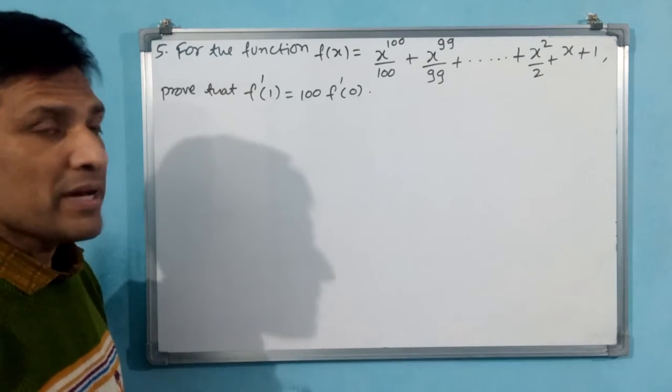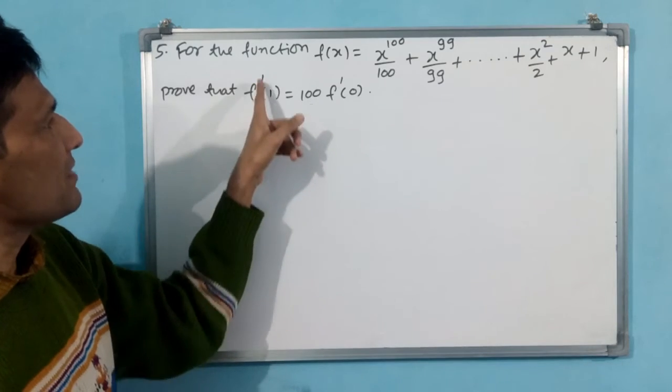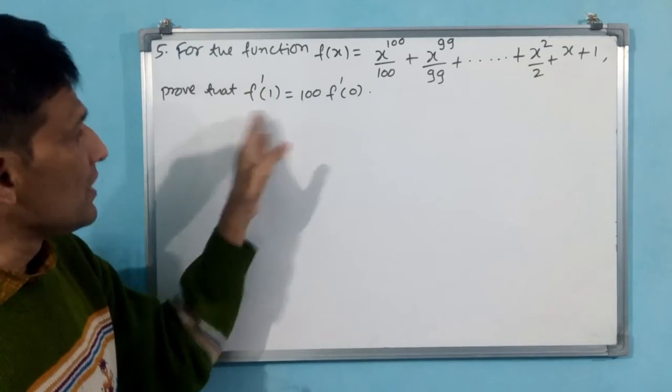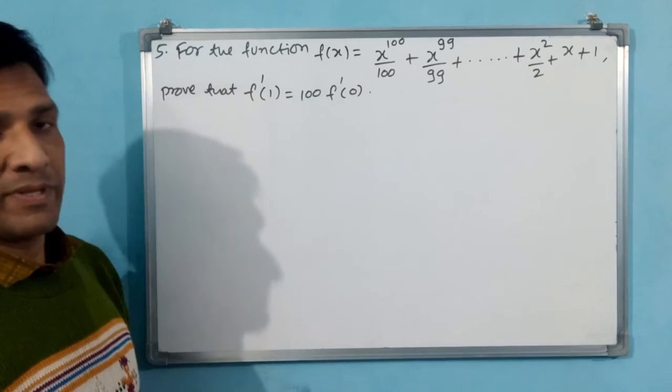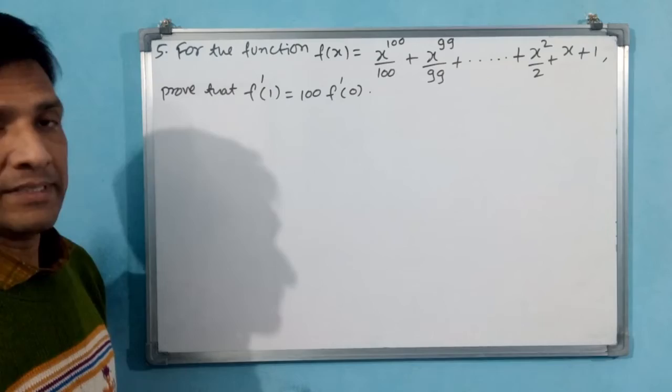Okay. The number is very important. Why? Because here he is asking f dash 1 is equal to 100 times f dash 0. How to make it 100? Unless you know this concept, you cannot do this.